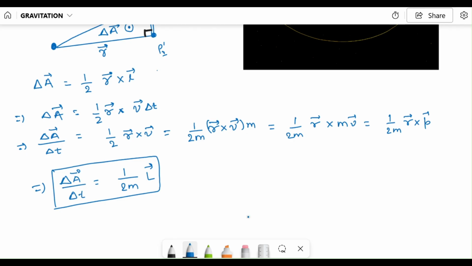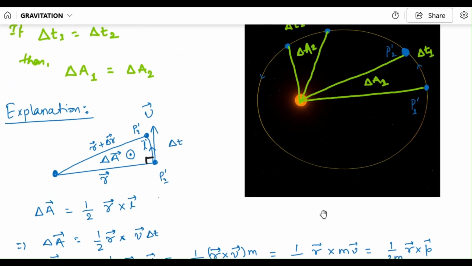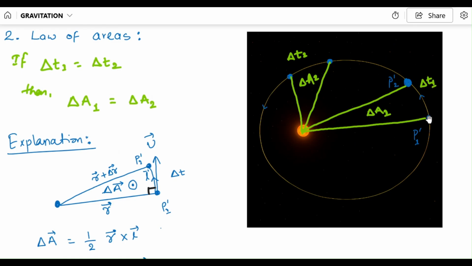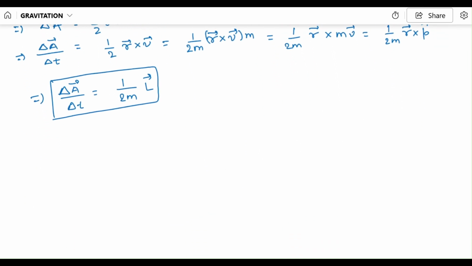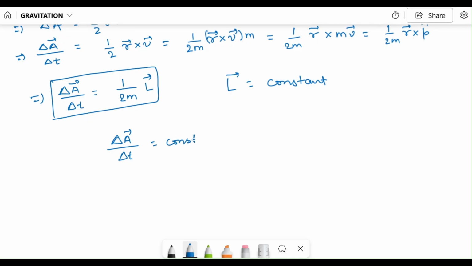Now, in this particular system, look, this is an isolated system of a sun and a planet. So in this particular system, there is no net external torque acting on the system. So if there is no net external torque, the angular momentum should be conserved. And with this argument, we can say that this L is a constant here. So you can write delta A divided by delta T is a constant.